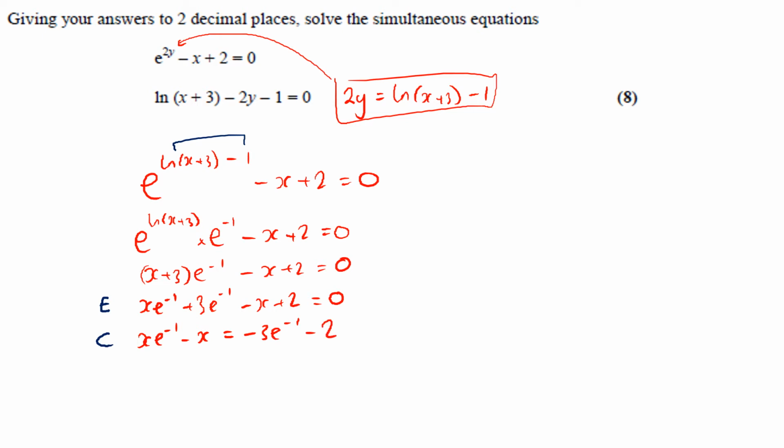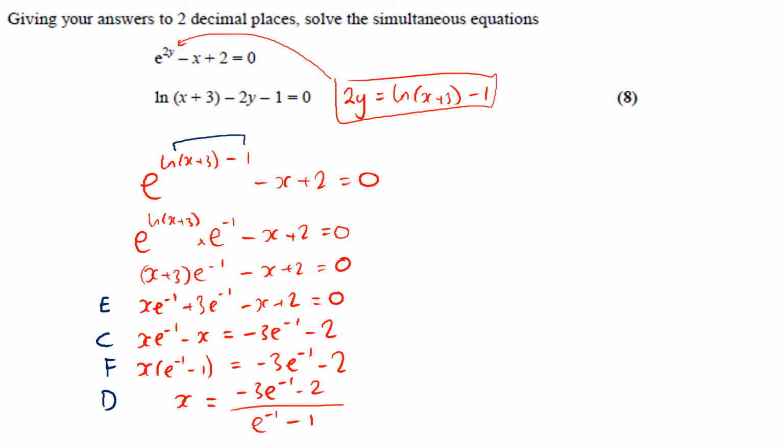We're then going to take out a factor of x, so x times (e to the minus 1 minus 1) is minus 3e to the minus 1 minus 2, and then we'll divide. So we'll get that x is equal to minus 3e to the minus 1 minus 2, all over e to the minus 1 minus 1. Looks absolutely horrendous, but all you need to do is stick that in your calculator, which will give you that x is equal to about 4.91.